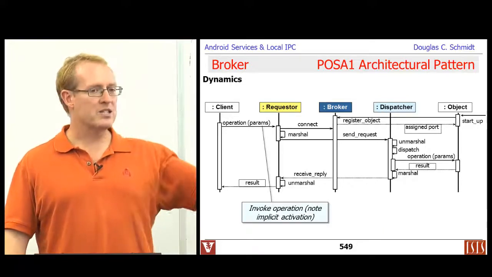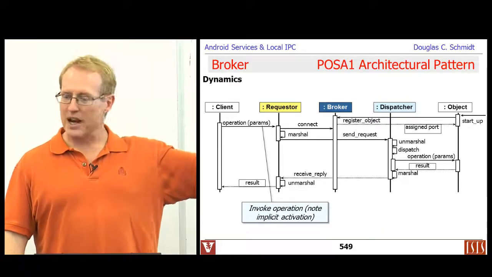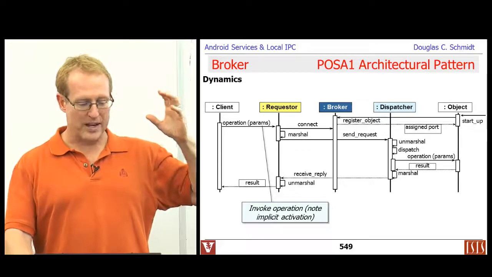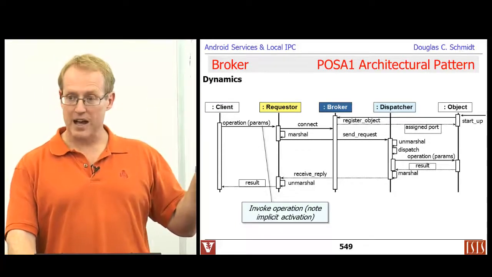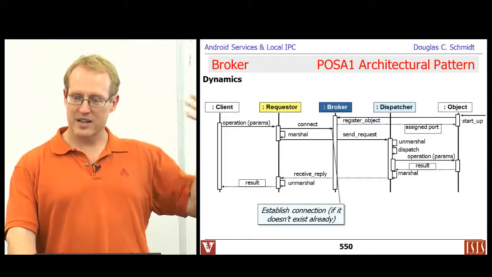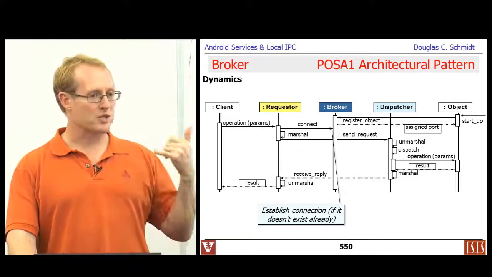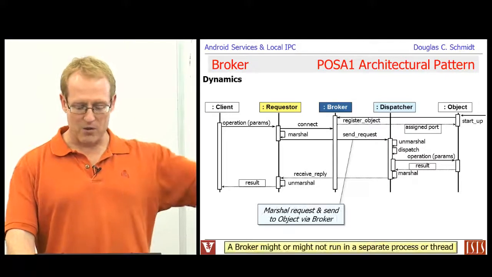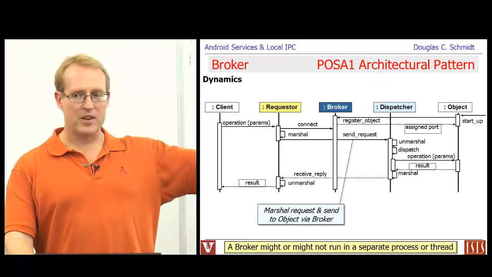Then a client is going to get back an object reference or some kind of service identifier to this object, and it's going to go ahead and invoke an operation on it via a proxy. And it'll call this on the requester. The requester will set up a connection if it doesn't exist already, do the marshalling, send the data over. The data goes over via the broker.